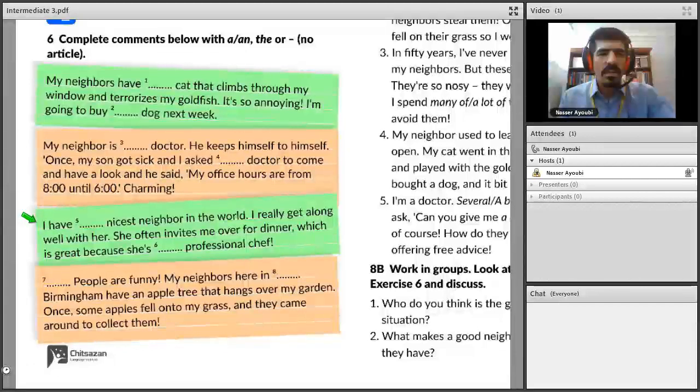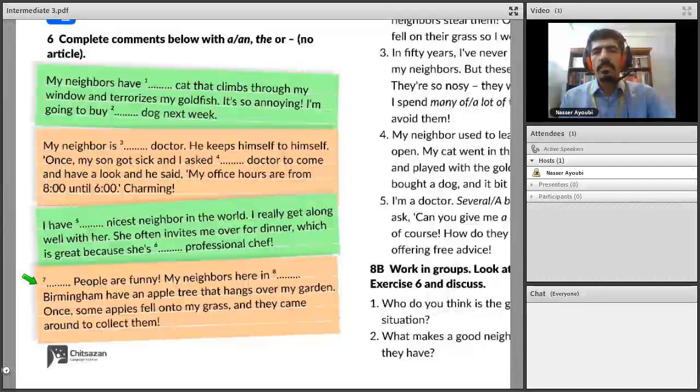Next one. I have the nicest, it's superlative. I have the nicest neighbor in the world. I really get along well with her. She often invites me over for dinner, which is great because she's a professional chef. Job title, a professional chef. Next one, 7.